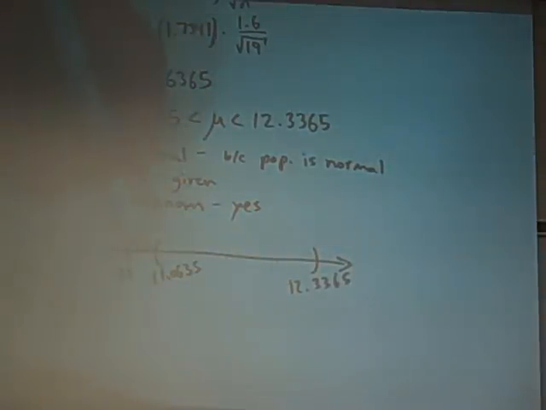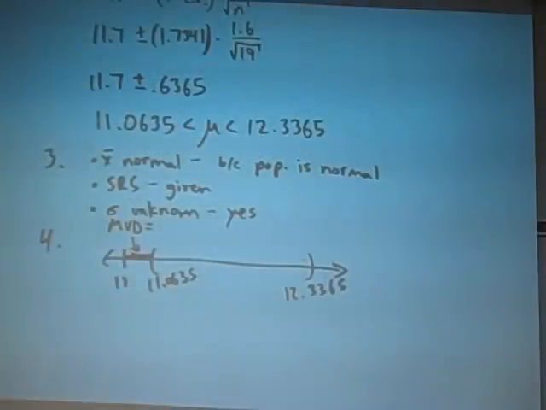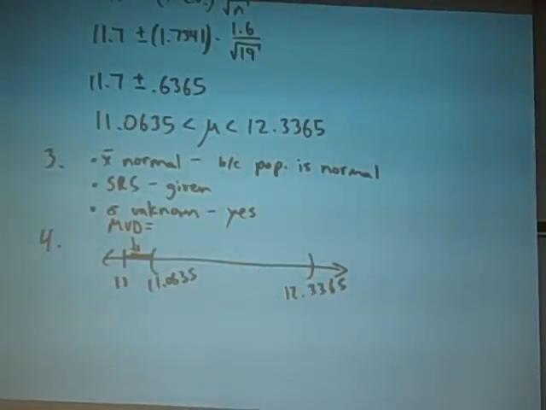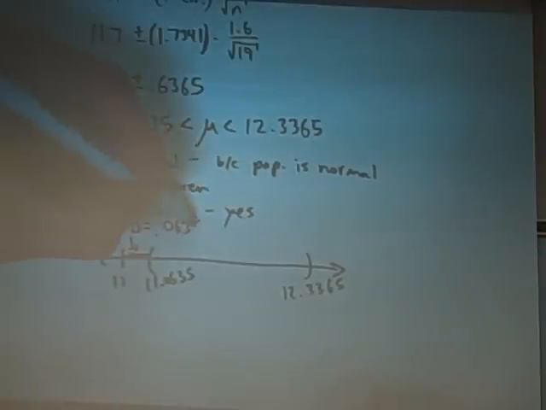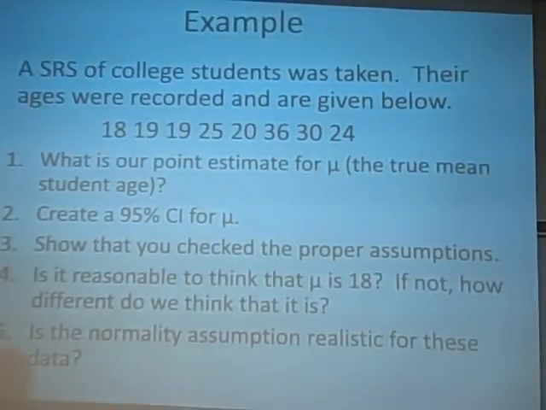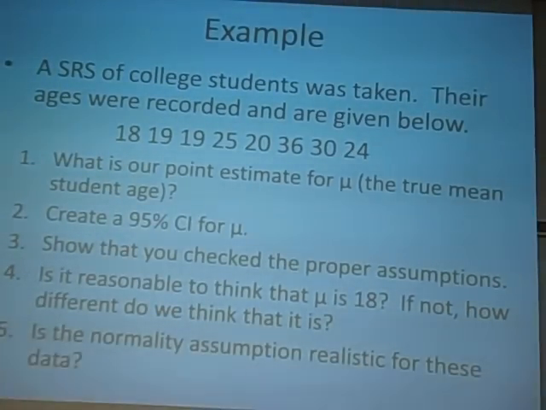So if not, how different do we think it is? We subtract it. This distance right here is called what? MVD, minimum verifiable difference. And the MVD is just this distance, which is 0.0635. Okay? So we're okay with that? Okay. Next example. Any questions on the last one before we move on?